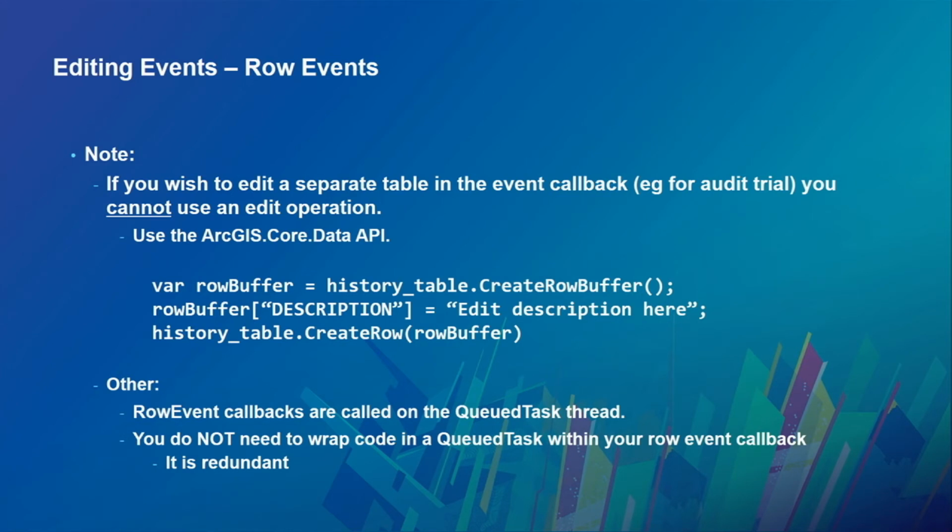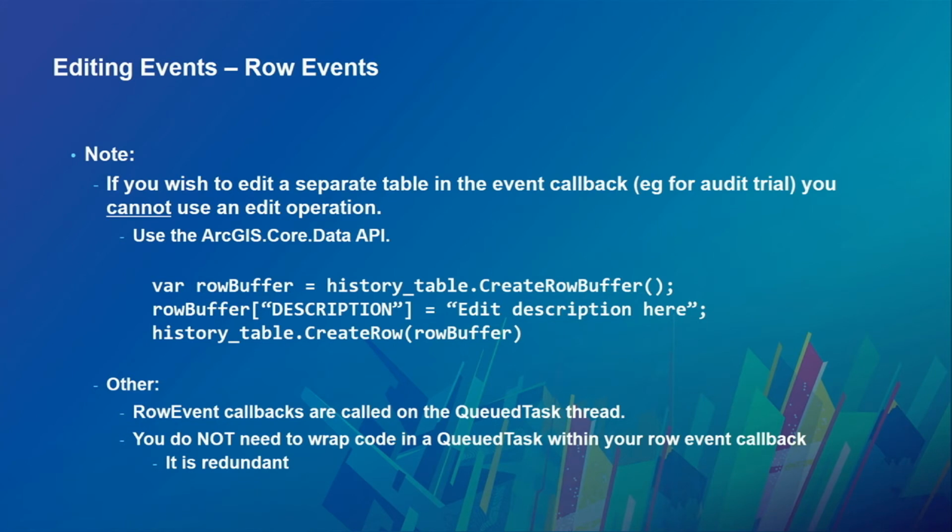So you actually need to be using the core data API, similar to what I was showing you in the callback function. You need to create a reference to the geodatabase, you need to open the data set that you're interested in, you need to either create a row buffer or update an existing row. And then you need to call the create row or the store or whatever it is that you're doing.